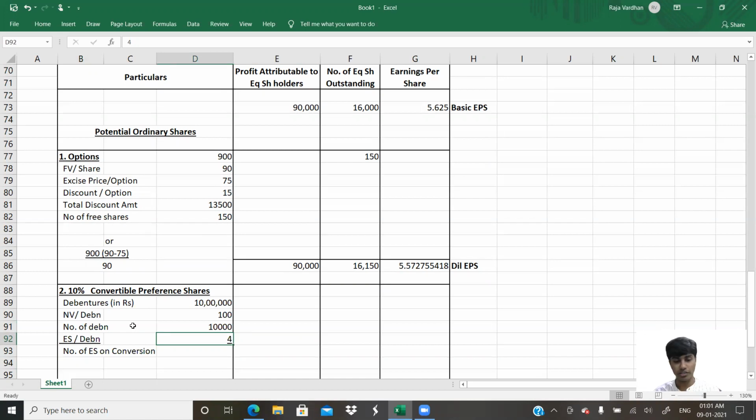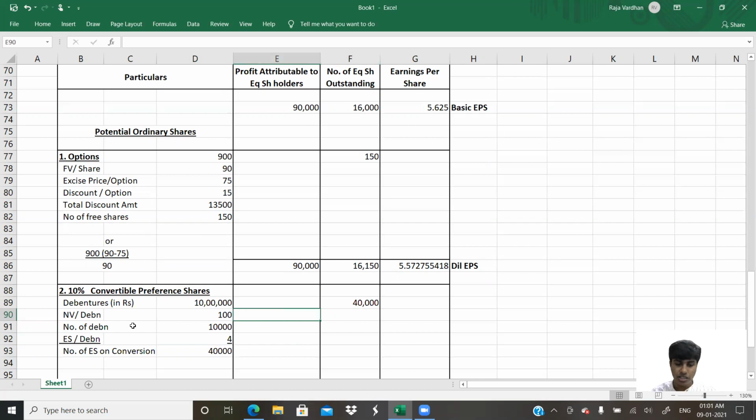One debenture will become 4 equity shares. There are 10,000 debentures. So how much will you get? We will get 10,000 multiplied by 4, 40,000 equity shares. So how much are the potential equity shares increasing by? 40,000 new equity shares will come on conversion of these debentures.